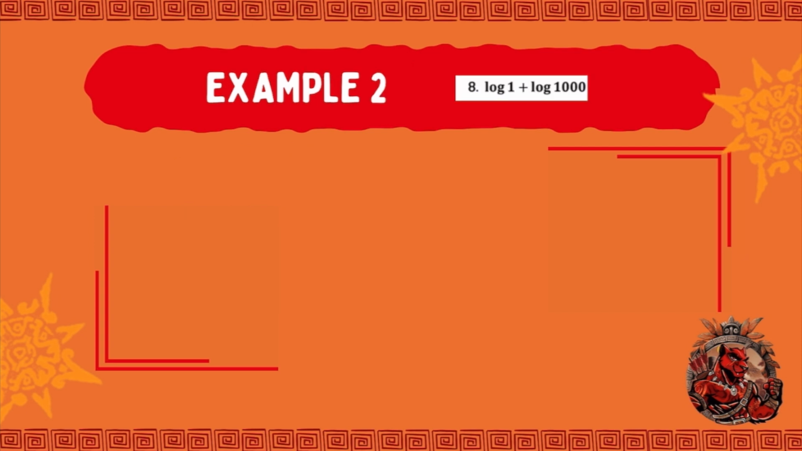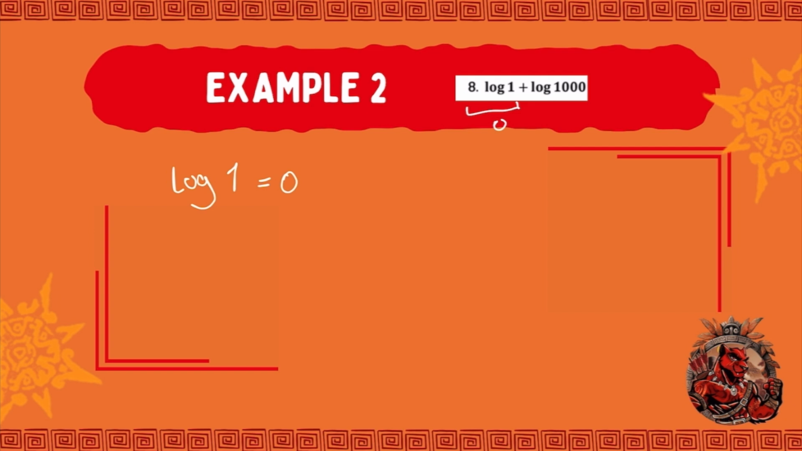Okay, let's look at our second example. Here we have the expression log of 1 plus log of 1,000. Let's break it down. First, we're going to be handling log of 1. The logarithm of 1, no matter the base, is always 0, because any number raised to the power of 0 gives you 1.